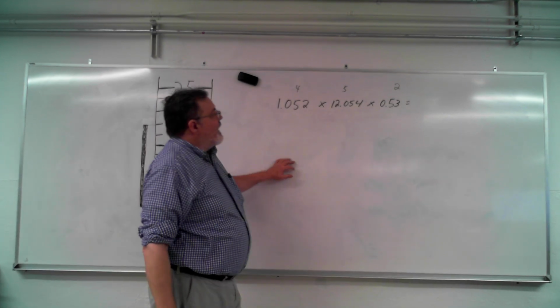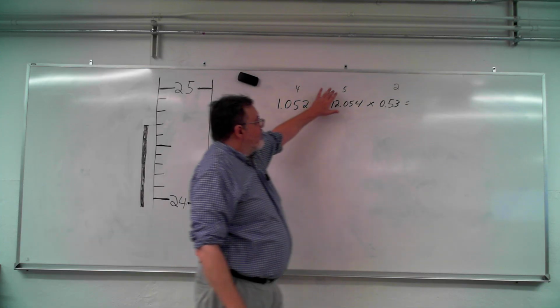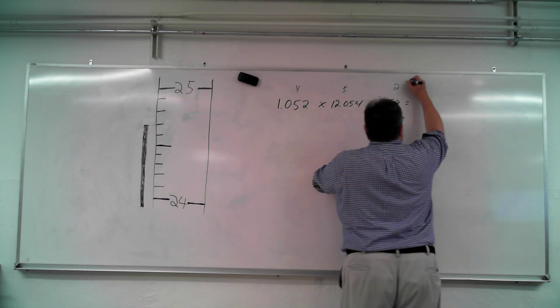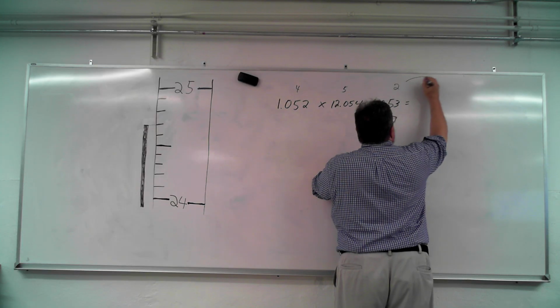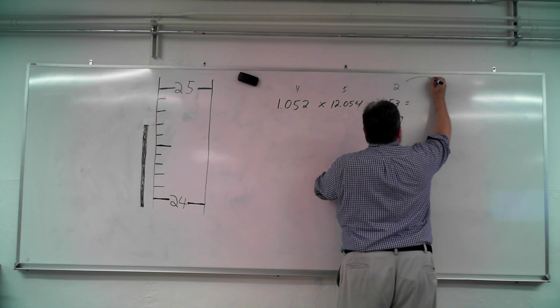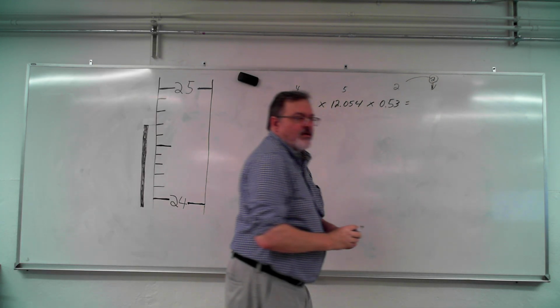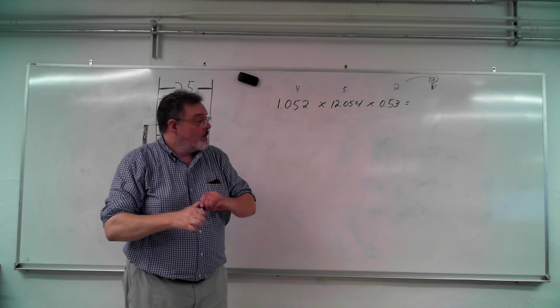All right. What we have to find is the smallest number we have up here. We have to round our answer to that. So this needs to be 2 significant figures. We can do that before you do a calculation.